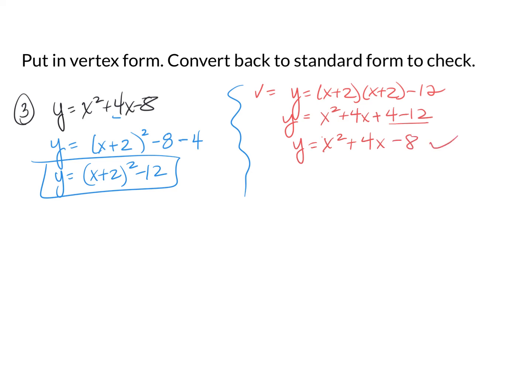All right, so this process again is called completing the square. And again, why do we do it? Well, it helps us convert from standard form back to vertex form to graph quadratics more easily. Hope that makes some sense. Ask questions if you need to, okay?